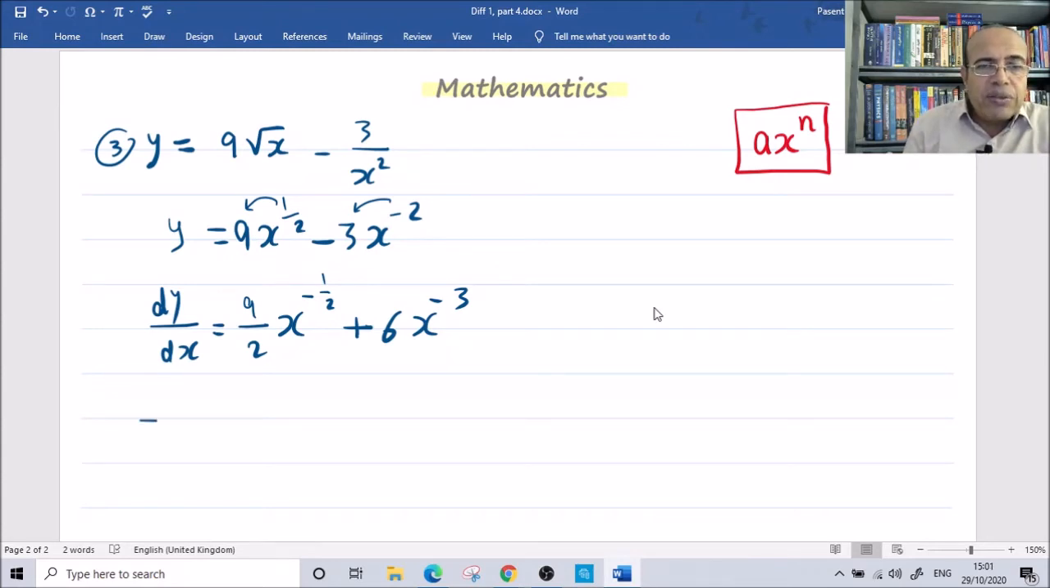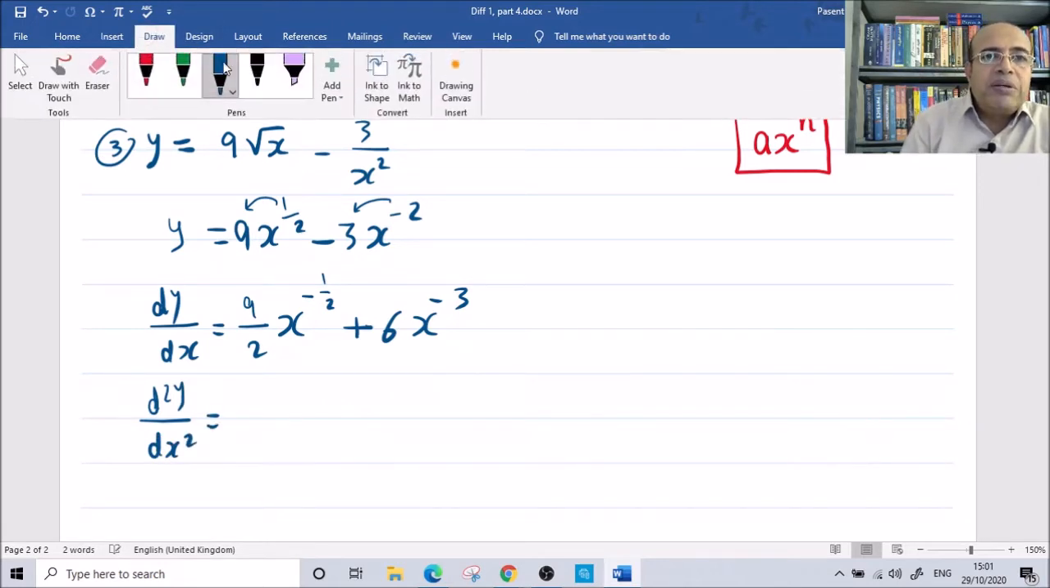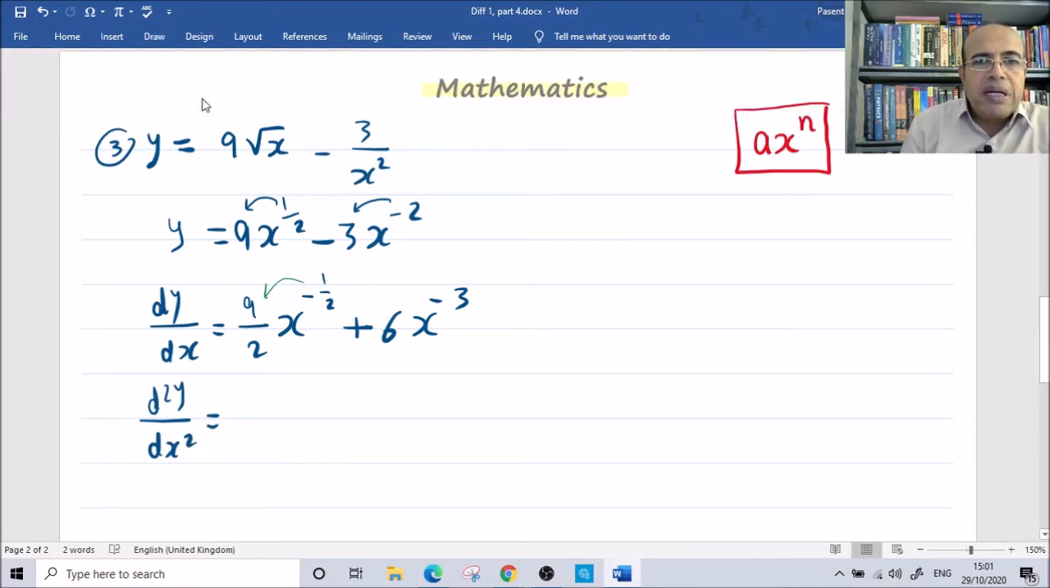The second order derivative, d2y by dx2. The power goes down. Negative half times 9 over 2. By using the calculator, it becomes 9 over 4. And then reduce 1 from the power. Negative half minus 1, negative 3 over 2.